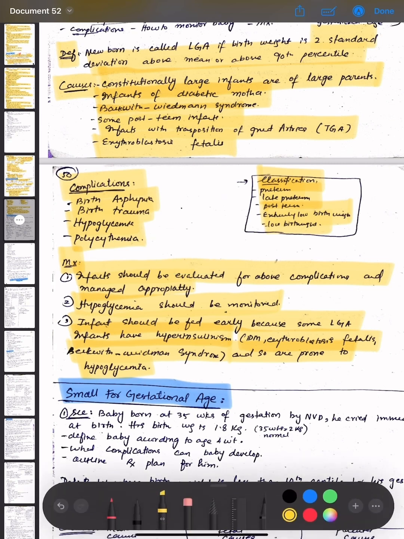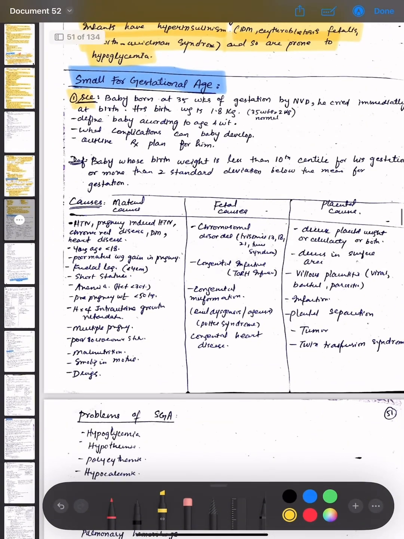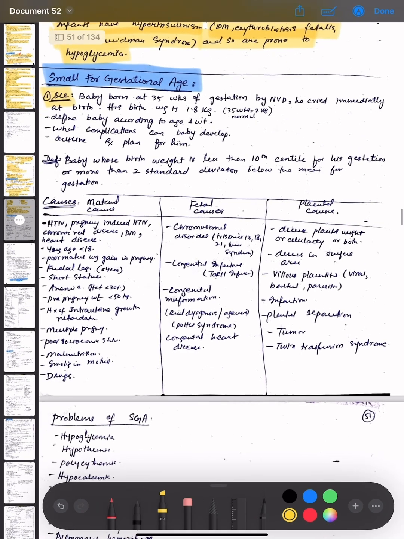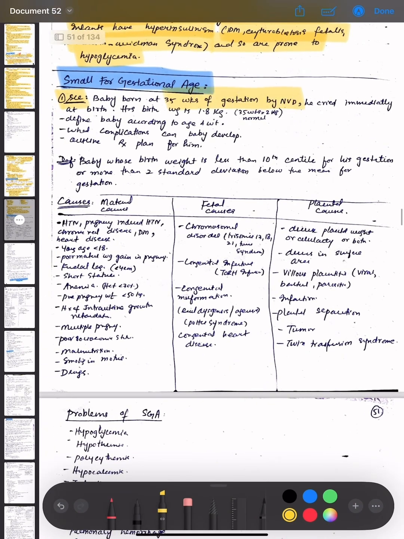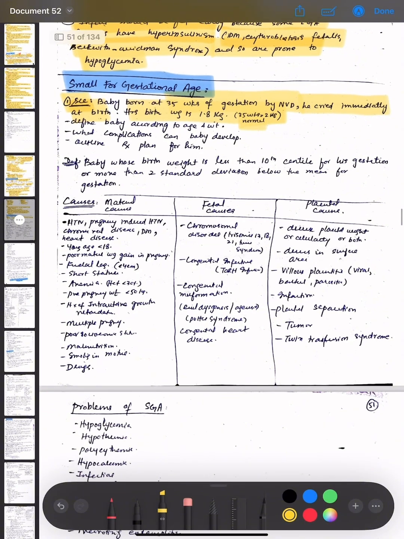Now coming towards the small for gestational age baby, we have a scenario that there is a baby born at 35 weeks of gestation by NVD. He cried immediately at birth. His birth weight is 1.8 kg, that is 35 weeks, and 2 kg is normal. So define the baby, what complications can the baby develop, and outline the treatment.